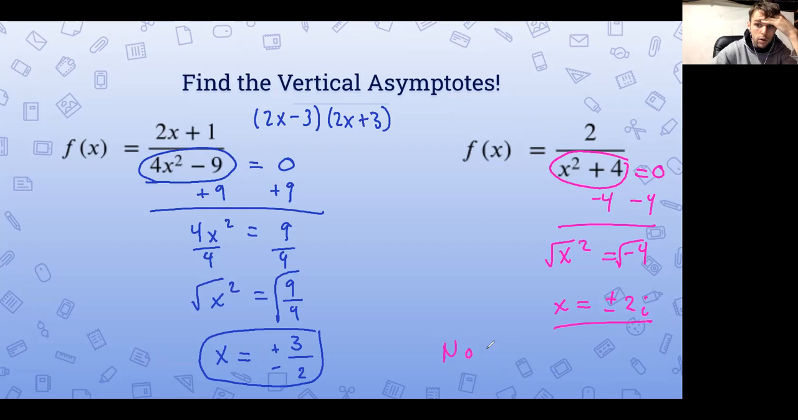So there's actually no vertical asymptotes in this case, because we can't have vertical asymptotes at imaginary numbers. Where would we put them on the graph? There's no imaginary numbers on our xy graph. So we wouldn't have a vertical asymptote in this case.